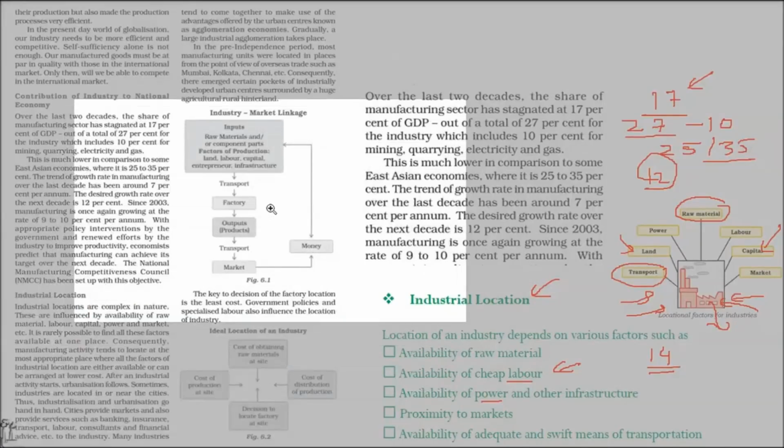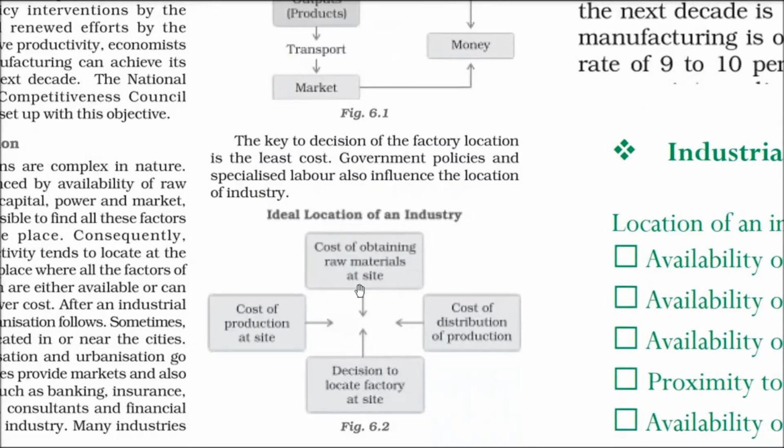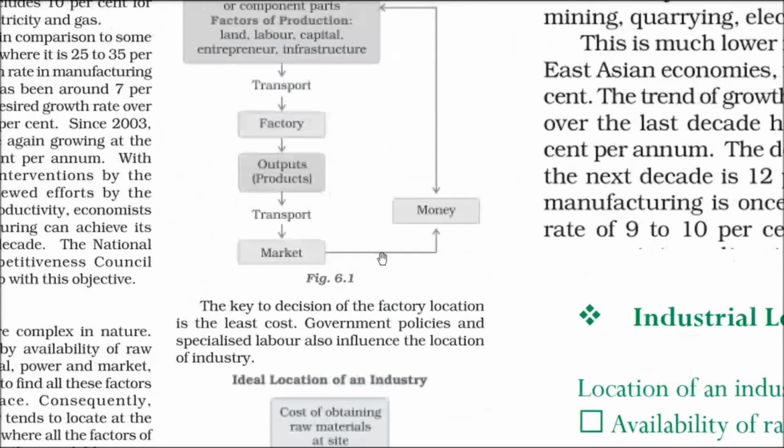So coming to this one, let me again tell you that the ideal location of an industry will always be where the cost of obtaining the raw materials at site is as minimum as possible. The cost of distribution of production should be as low as possible. The decision to locate a factory at a site, that is, the land, the location, is very important. And the cost of production at the site is very important. These are the factors which affect the ideal location of an industry.